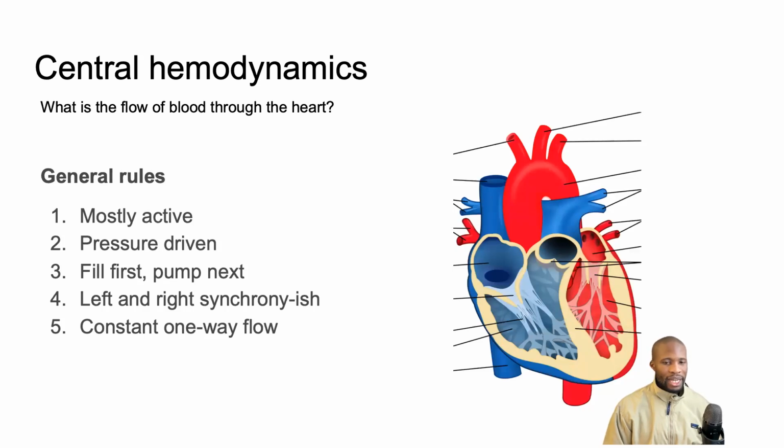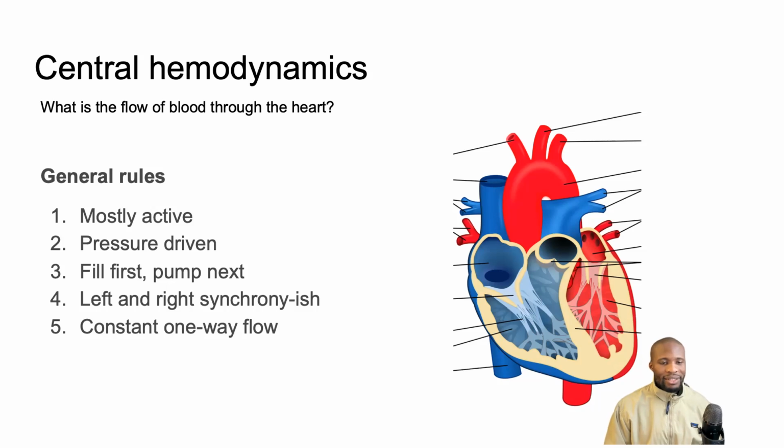I like to simplify it, right? So when we look at some general rules of the flow of blood through the heart, it's going to be a mostly active process. And it's going to have this pressure gradient that it's moving through because we're dealing with a fluid, right? And fluids like to move through pressure. And then we have this principle that we're going to fill first and then pump next. So this is primarily what we're going to look at, right? How we're going to view the heart in its healthy, normal state. It fills first and then it pumps next. Let's just stick with that.